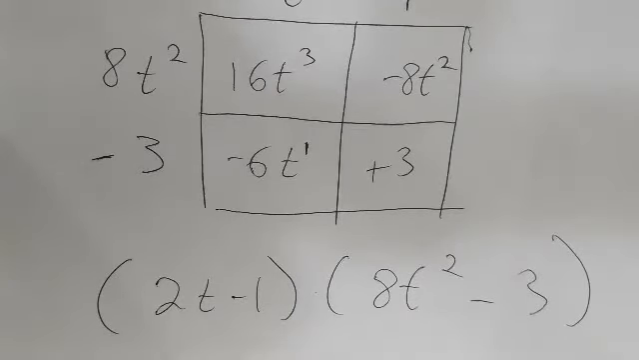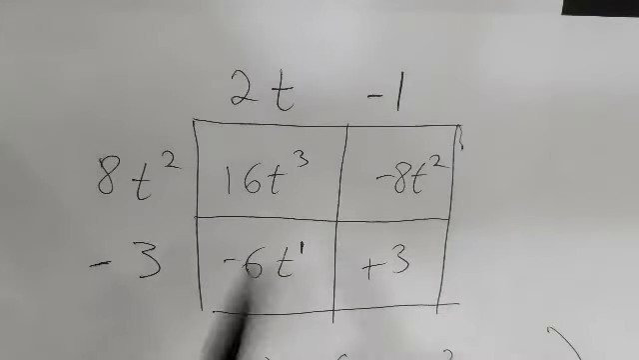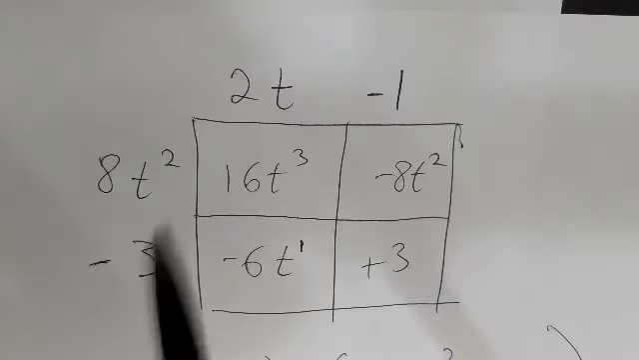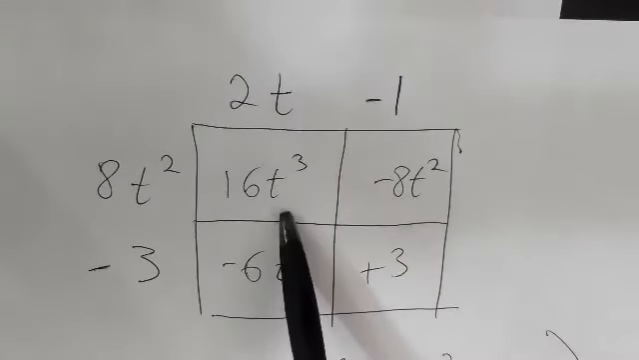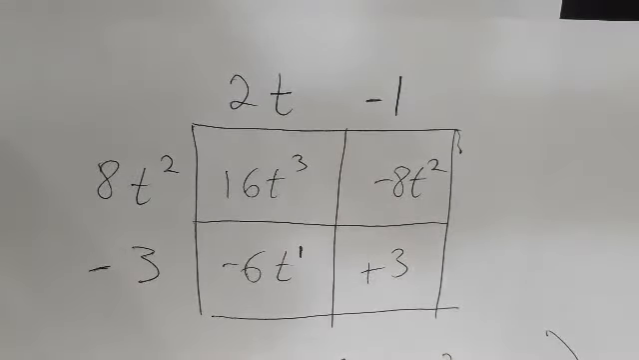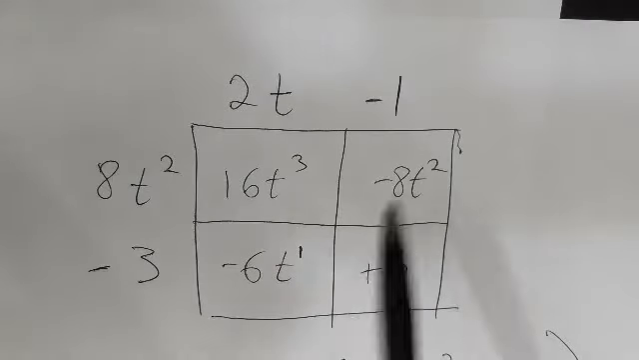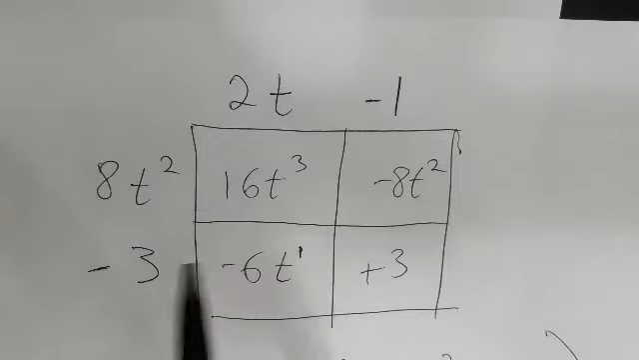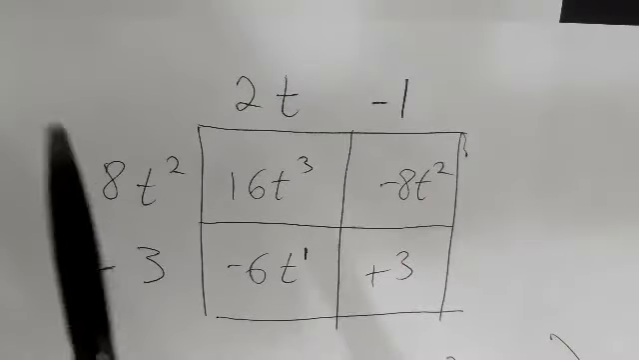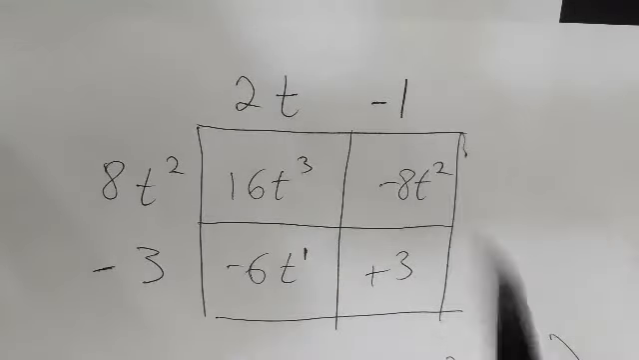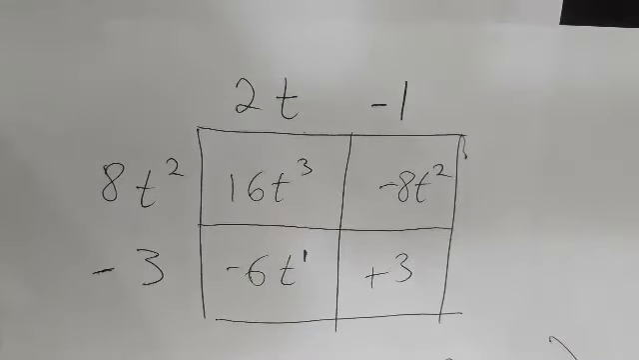So if you want to use the box method for these things, you can use the box method for these things. And this is also a good way to check your solutions, right? If I want to multiply things back through, 8t squared times 2t is going to give me 16t cubed. 8t squared times the minus 1 is going to give me this. Minus 3 times 2t gives me this. And last but not least, negative times negative makes this positive 3.